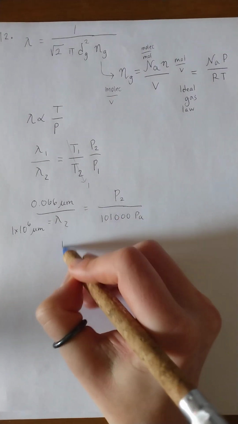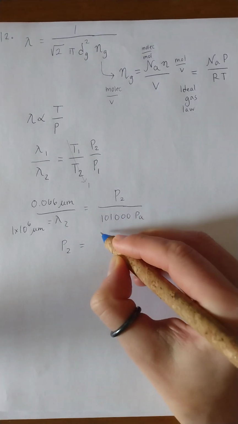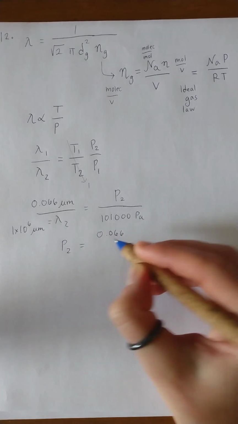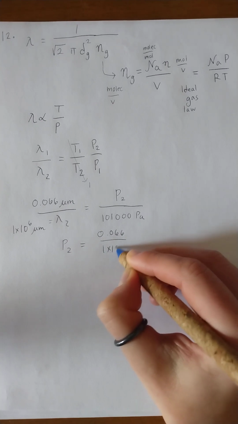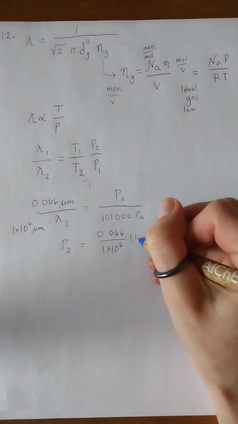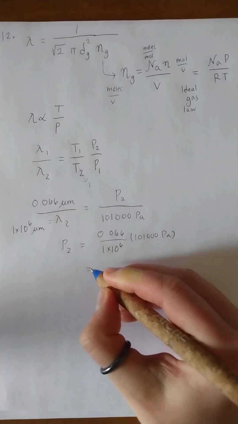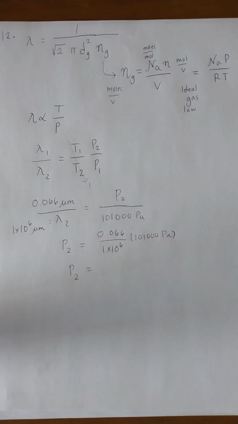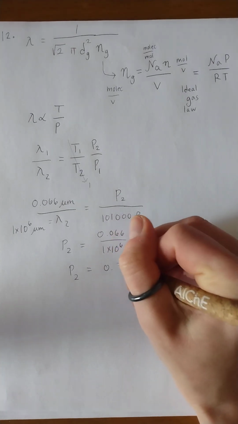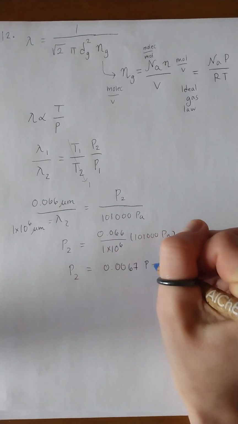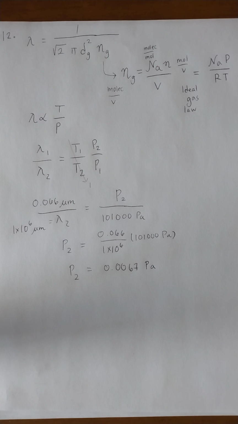So then P2 equals the mean free path at standard conditions divided by this much larger mean free path. And that means then that we're going to require a much lower pressure, right? 0.0067 pascals in order to get that much larger mean free path.